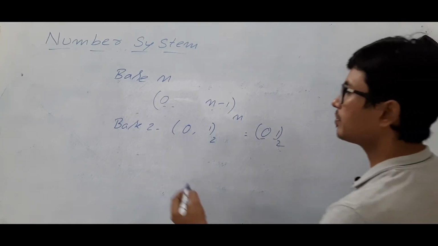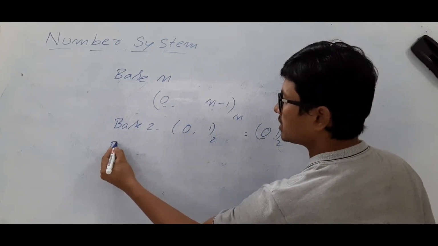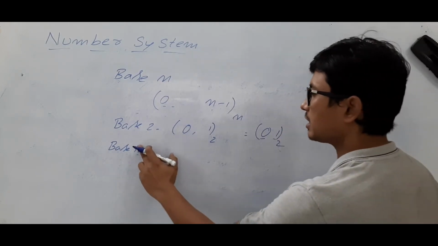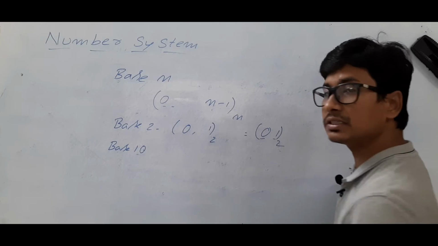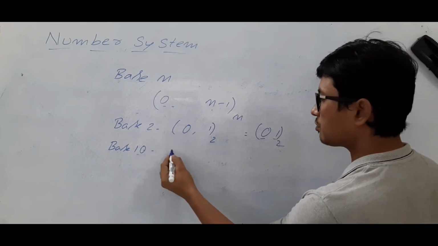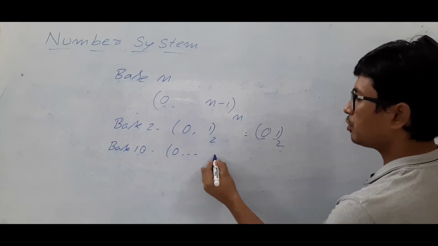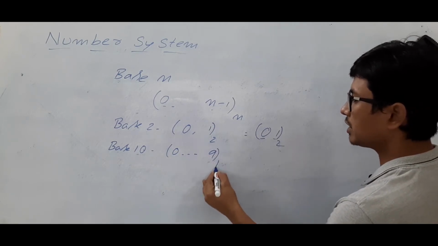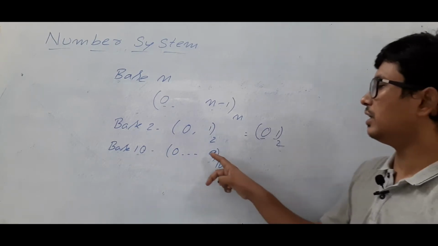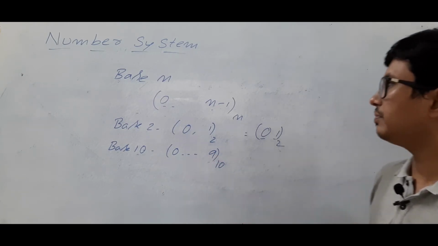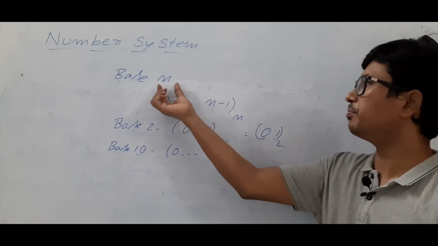If I take the decimal number system, we call it a base 10 number representation. Base 10 is called the decimal number system. It can have elements from a minimum of 0 up to 9, because with base 10 the maximum element possible is n minus 1. So this is the importance of the base.